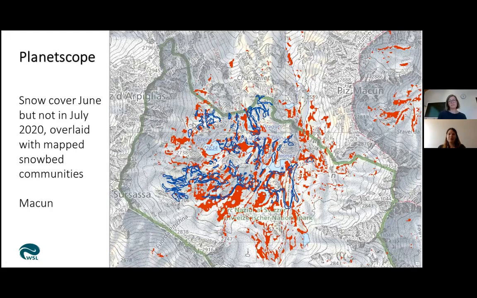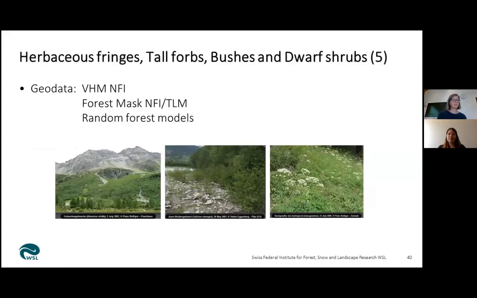And then this is just an example of the overlap between the mapped snowbed communities and what we found with the 1 year of Planet data. So this was a test. We will include this in the habitat map, but there's a lot of scope for improvement. Specifically, if we had the data over a longer time period rather than just one season, we should be able to better identify the snowbed communities.